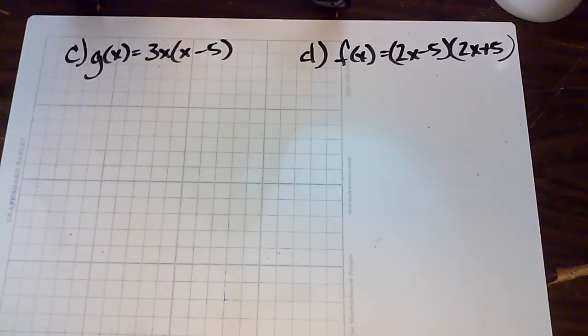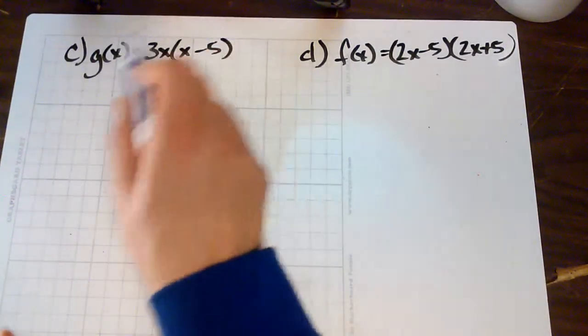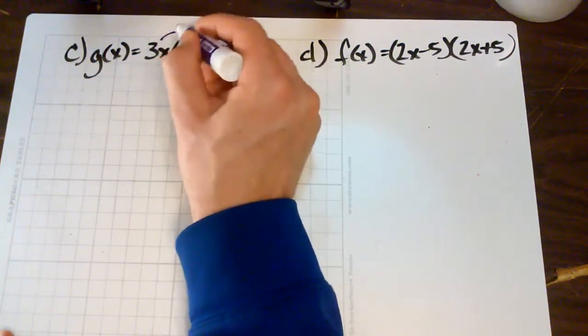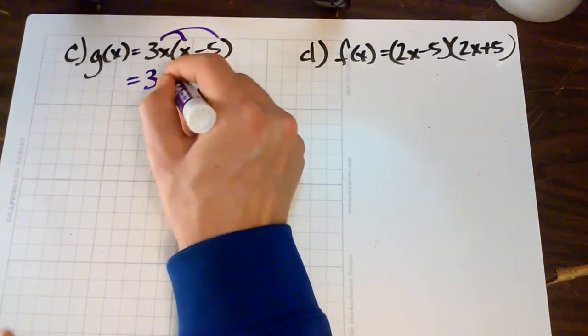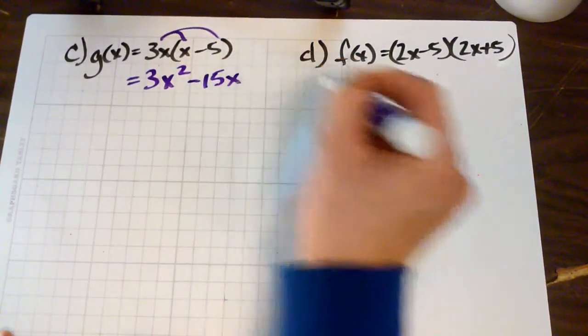Okay, here are the next two problems. Hopefully you got a head start. Got something that you like as an answer. So I'm going to go ahead and put these in standard form. So first I'm going to get rid of my parentheses by distributing. So let's go ahead and distribute that 3x. So I have 3x times x is 3x squared, and 3x times a negative 5 is negative 15x.